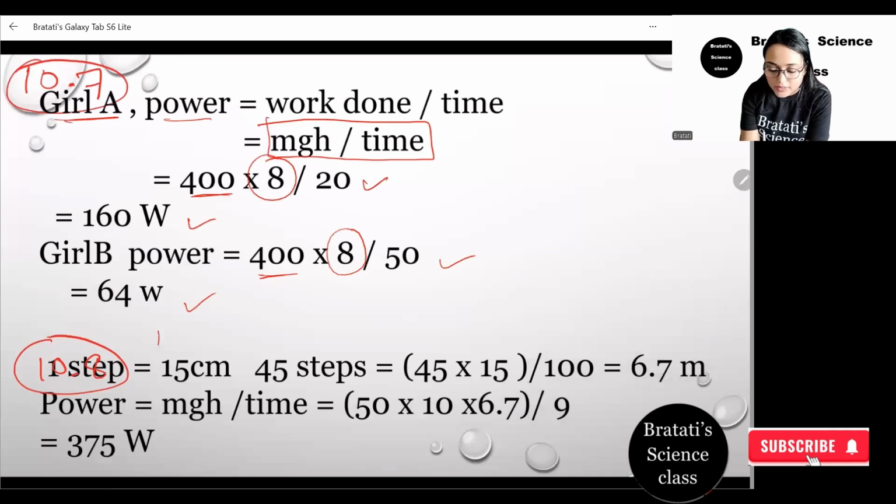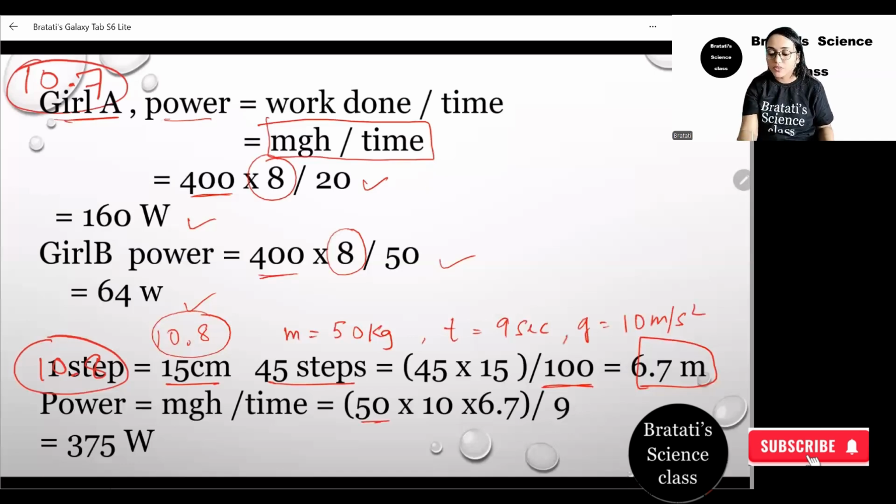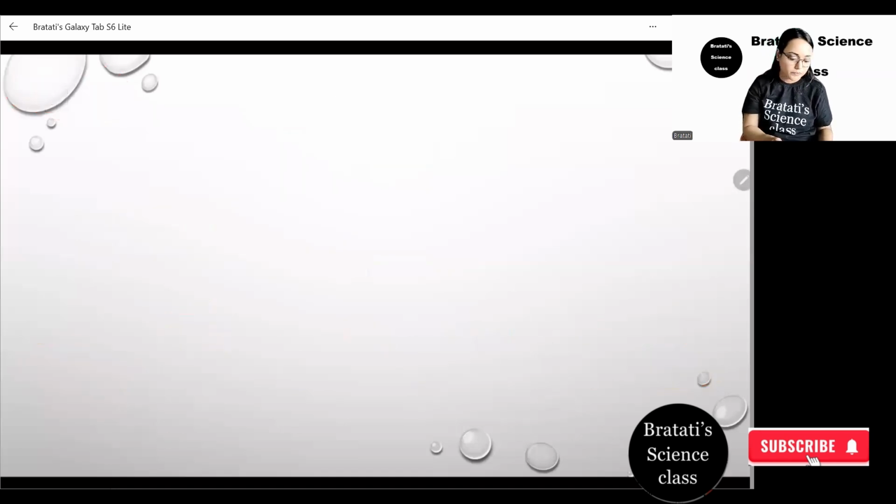Next, coming to 10.8. In 10.8 it says a boy of mass 50 kg. So we know mass m equals 50 kg. He runs up a staircase of 45 steps in 9 seconds. So T here equals 9 seconds. Each step is 15 centimeter, then 45 steps equals 675 centimeter, which is divided by 100 because it is in centimeter, to convert centimeter to meter. We got it in meter. g is given as 10 meter per second square. So power is mgh by T. We know m is 50 kg, g is 10 meter per second square and h is 6.75 meter, divided by 9 second. So the answer is 375 watt. Now we are done.